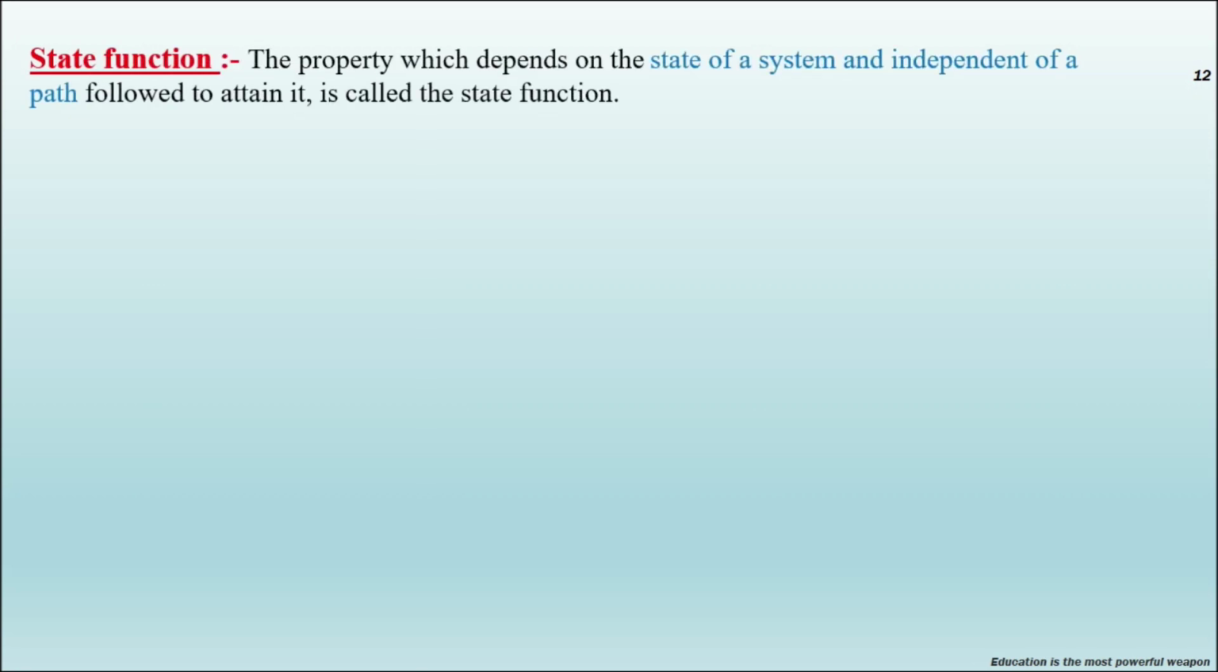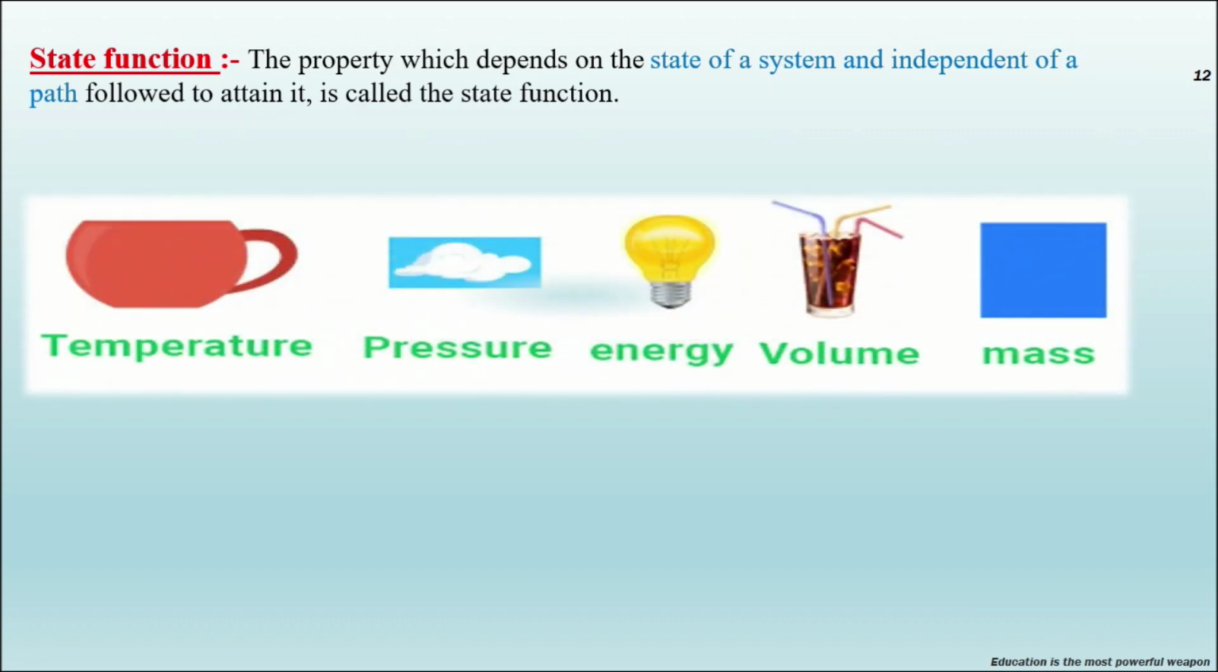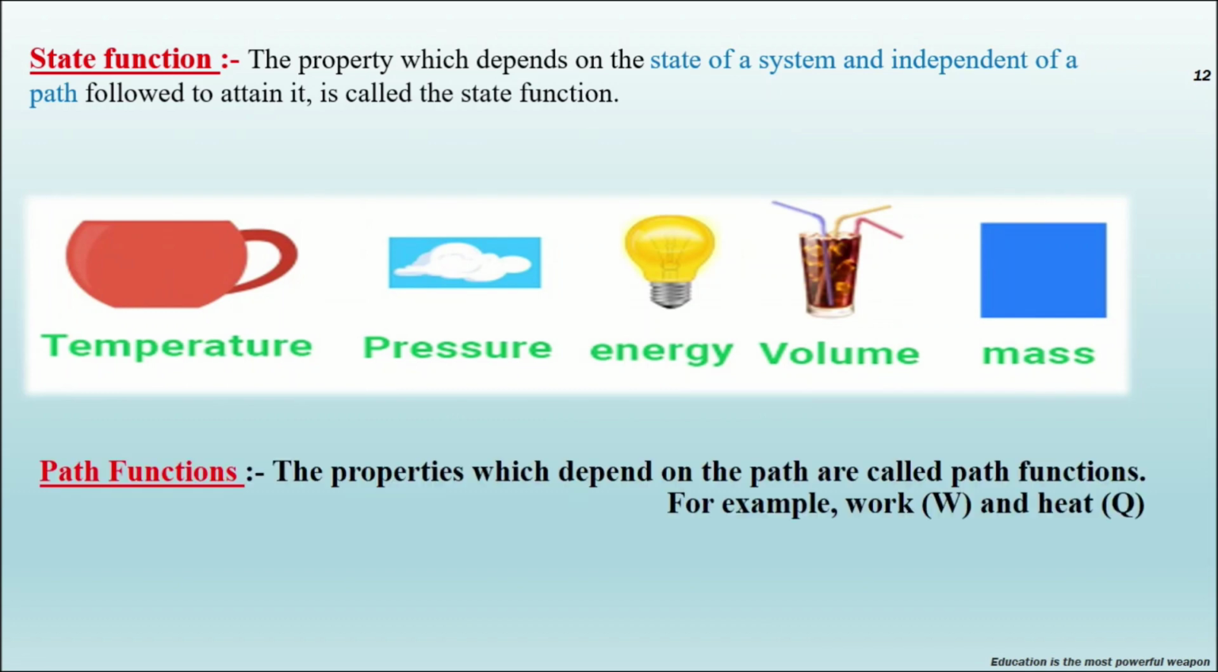State function. The property which depends on the state of a system and is independent of the path followed to attain it is called a state function. A few examples are temperature, pressure, energy, volume, mass. Path function. The properties which depend on the path are called path functions. For example, work and heat.